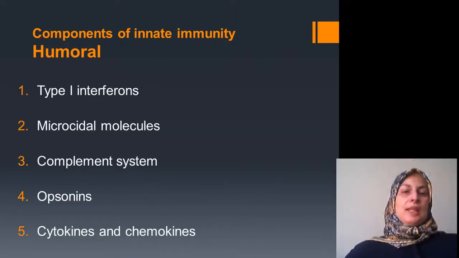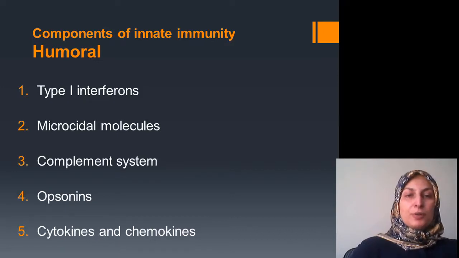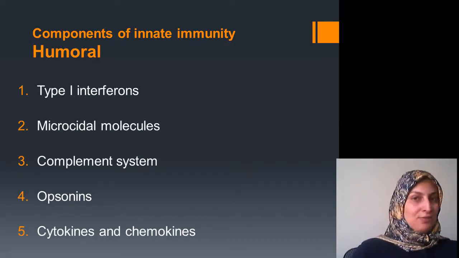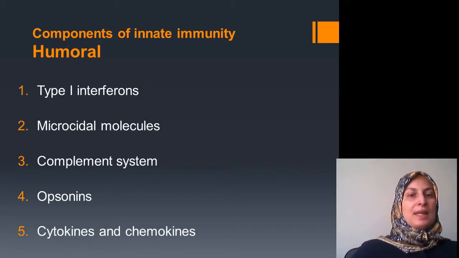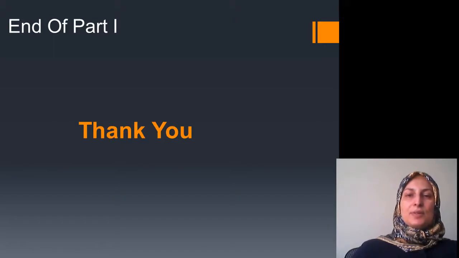So by the end of this lecture, we have been introduced to different components of the humoral immunity: the interferons, the microbicidal molecules, complement system, opsonins, cytokines, and chemokines. In the next lecture, we will start talking about the next component of the innate immunity, which is the cellular innate immune response. This is the end of this part, and we'll see you in the next part talking about the cellular innate immune response. Thank you.